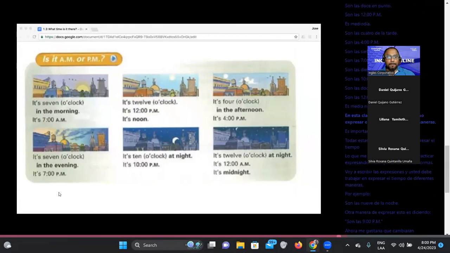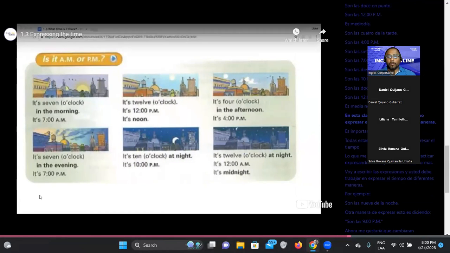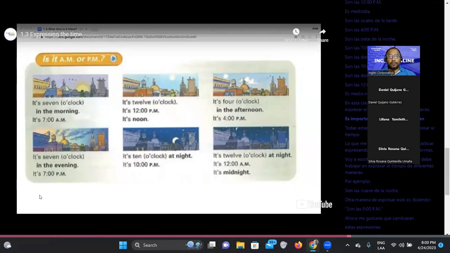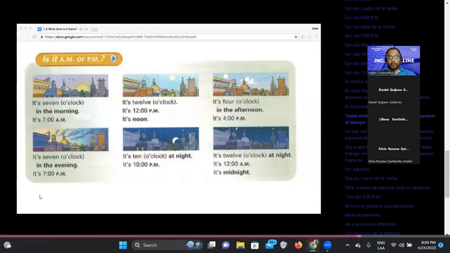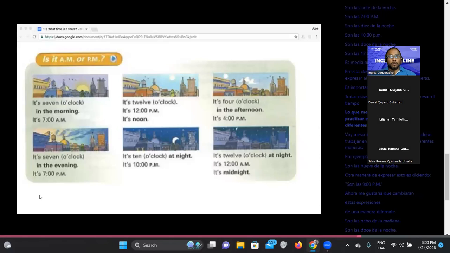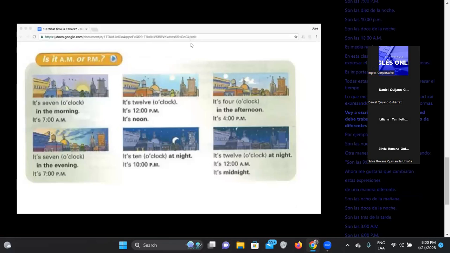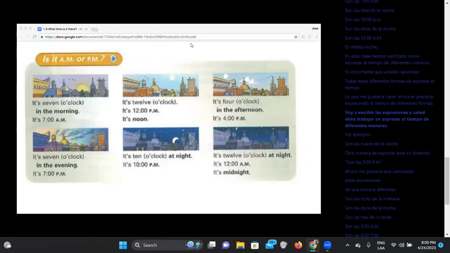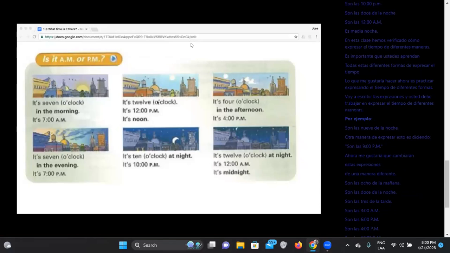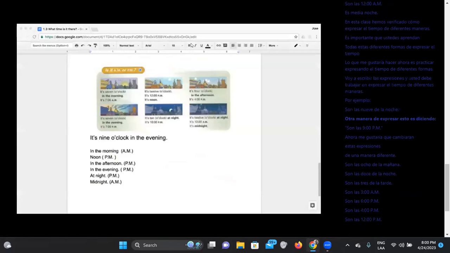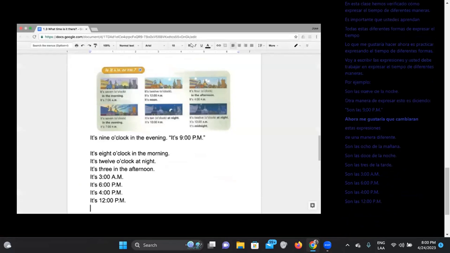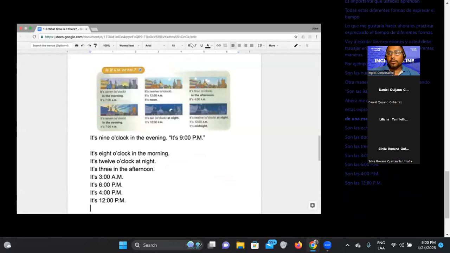In this class, we cover how to express the time in different ways. It's important that you learn all those different ways to express the time. What I would like for you to do now is to practice expressing the time in different ways. I'll write the expressions and you should work on expressing the time in a different way. For example, it's 9 o'clock in the evening. Another way to express this is by saying it's 9 p.m. Now I would like for you to change these expressions in a different way.